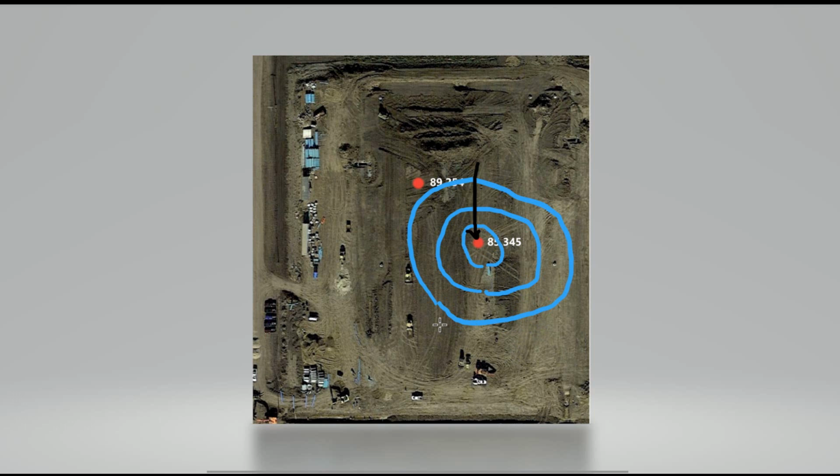Then if we have 2 points, we cannot say too much about what the direction of the groundwater is. It's not enough to decide what the direction of the groundwater is. Now let's see what happens when we have 3 points.